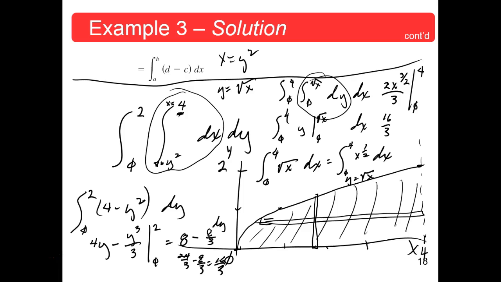Okay. But you see, we did it the first way, and what did we get? 16/3. We did it the second way. We got 16/3. Makes you feel warm and fuzzy inside, right? Because you better get the same answer if you do the right stuff both ways. Okay. So that was example 5.